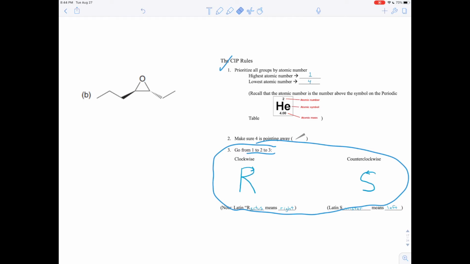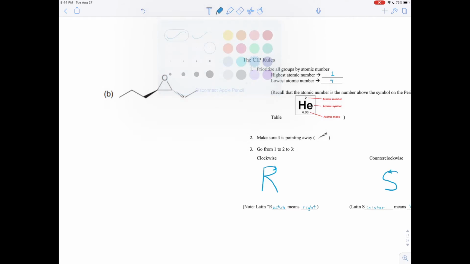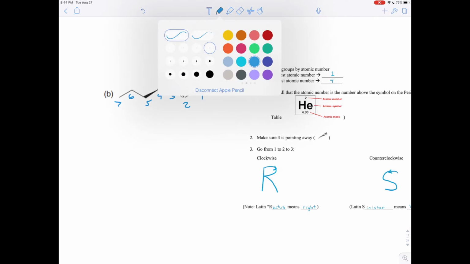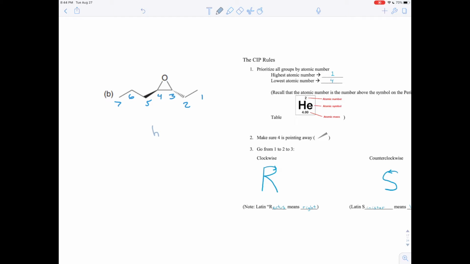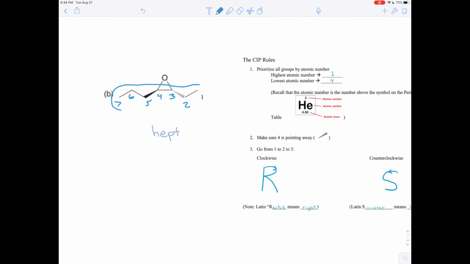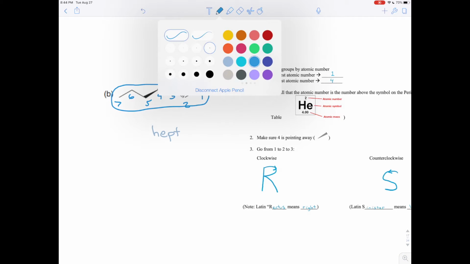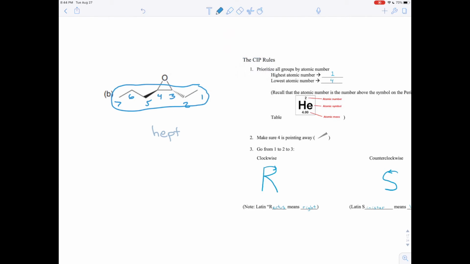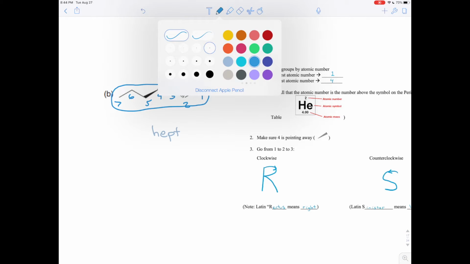All right, let's try B. First, we want to find the backbone. It's the longest chain you can find without going back or picking up your pen. I'm seeing 1, 2, 3, 4, 5, 6, 7. The longest one. And so here, the prefix for 7 carbons is hept. Oh, I should say, our backbone, of course, is this numbered chain. The oxygen at the top is going to be named as a branch. So the prefix is hept for 7 carbons.